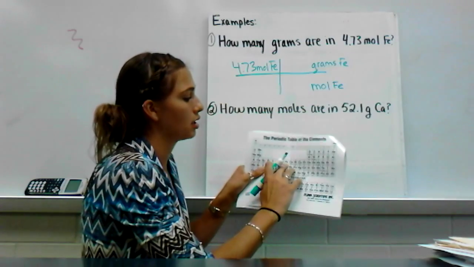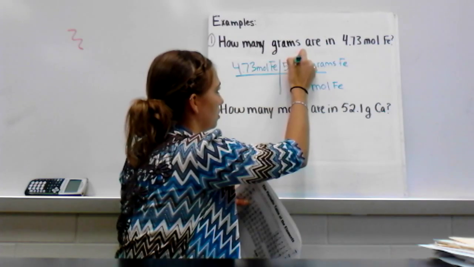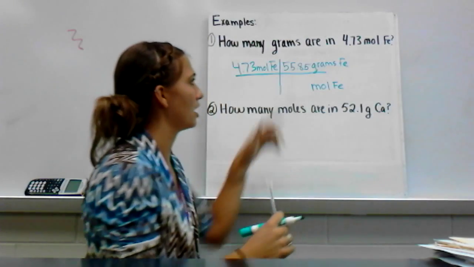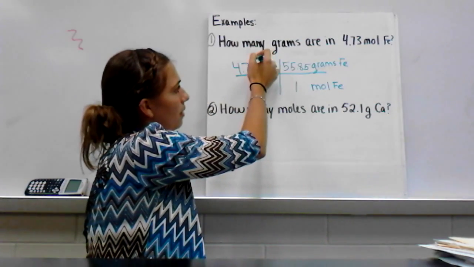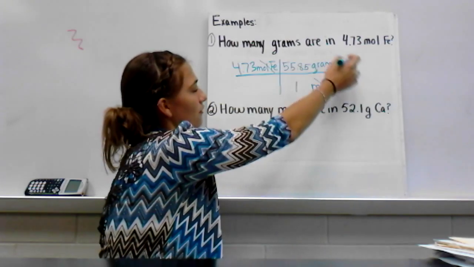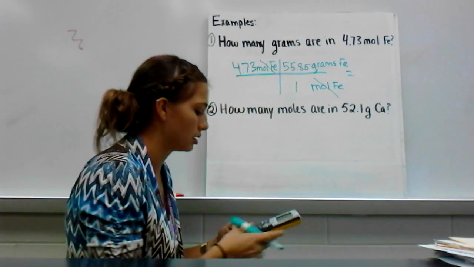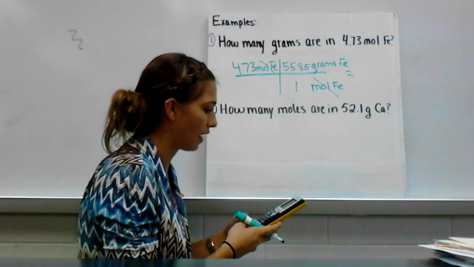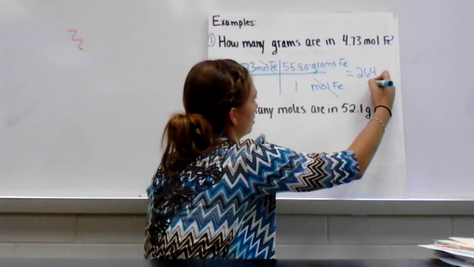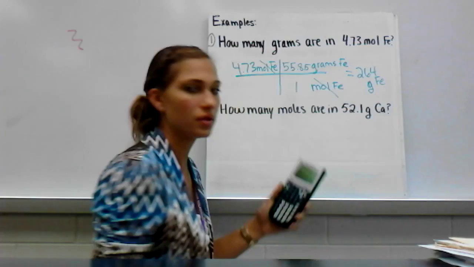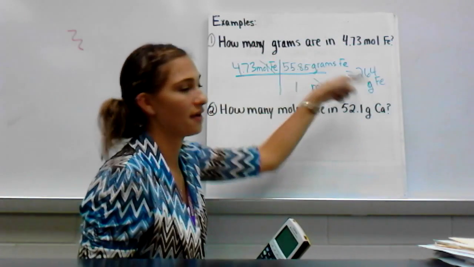So here we're talking about iron, which is Fe. If I look there, the molar mass of Fe is 55.85. So that's what I'm going to put right here. I'm saying that 55.85 grams of iron is equal to 1 mole of iron. Here, you can notice how my units cross out, so I'm left with just grams of Fe, which is what I'm trying to get. So I'm just going to multiply across. I'm going to do 4.73 times 55.85, and I'm going to get an answer of 264 grams of Fe. This number went a little bit further than just 264, but there are three significant figures in my problem, so I have to make sure that I have three significant figures in my answer.